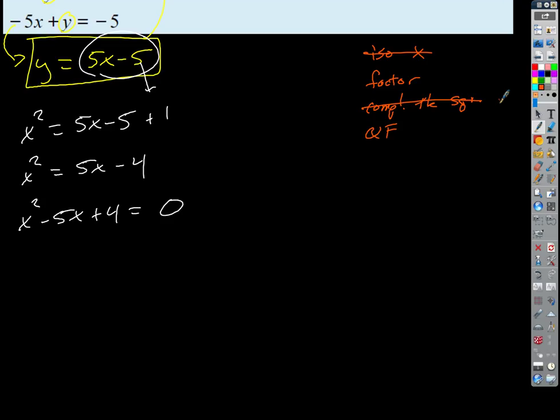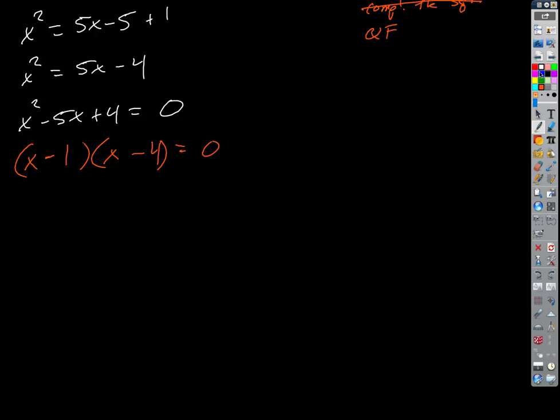Are there numbers that multiply to positive 4 and add to negative 5? Well, there are. What would the signs be? Both negative, good, because they have to multiply to a positive and add to a negative. And what are they? 1 and 4. So that would be the easiest method then, to factor, right? So we end up with what for our solutions? X equals 1 or 4. Okay, are we done?